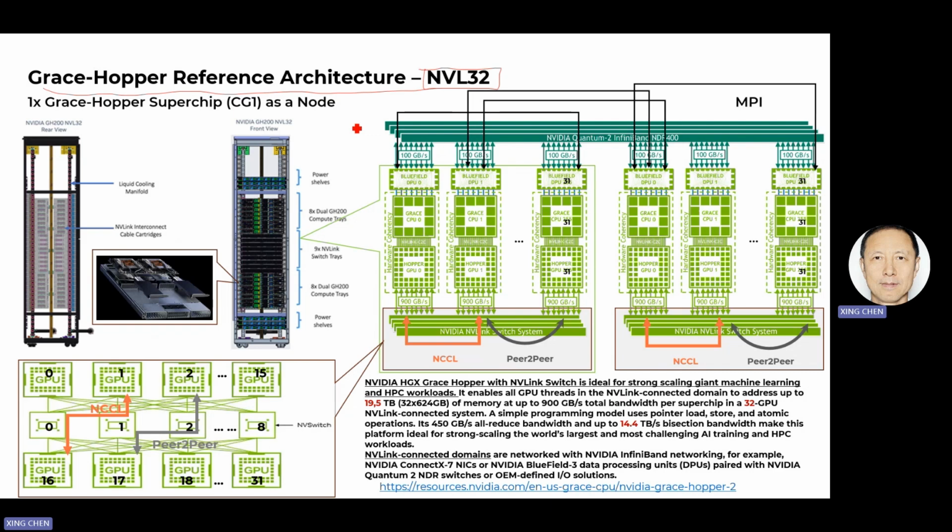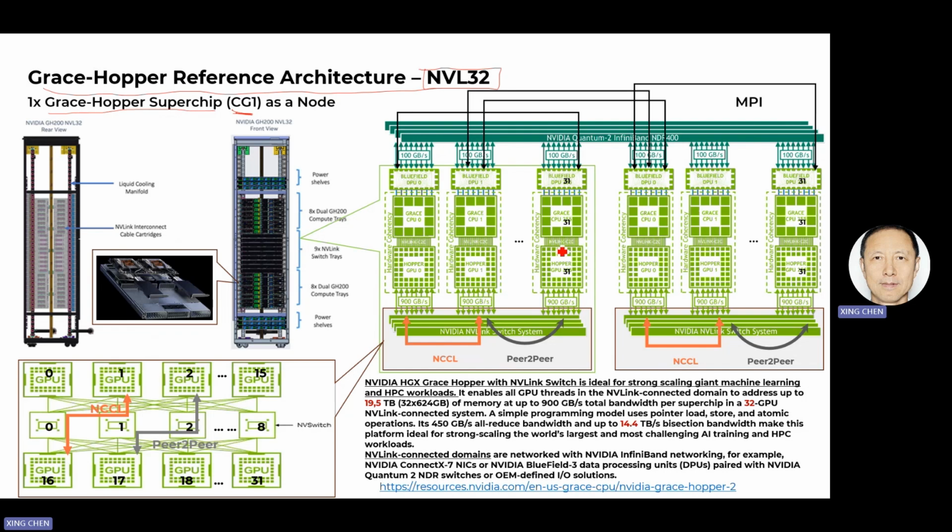NVL32 means very simple. You have 32 nodes. Okay. And each node is a Grace Hopper superchip. The code name for this superchip is CG1. This node with only one superchip is called CG1. You have CG1 as one node.